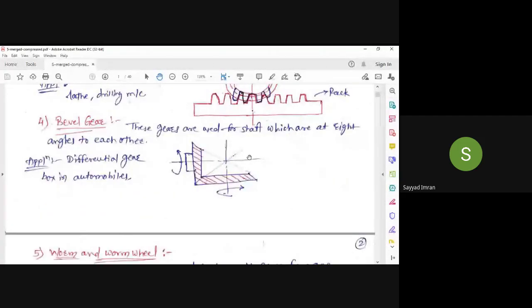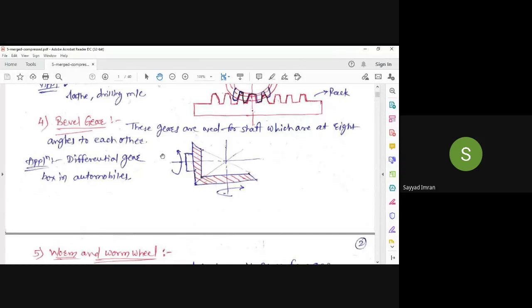Next gear is the bevel gear. These gears are used for shafts which are at right angles to each other, so as to transmit power between them. When shafts are exactly at right angles to each other, and you want to transmit power from one shaft to another, bevel gears are used. Now see here, this is one shaft having a shaft axis, there is another shaft having its axis, they are at an angle to each other, and these are bevel gears. This is a bevel gear on one shaft, and this is another bevel gear on another shaft.